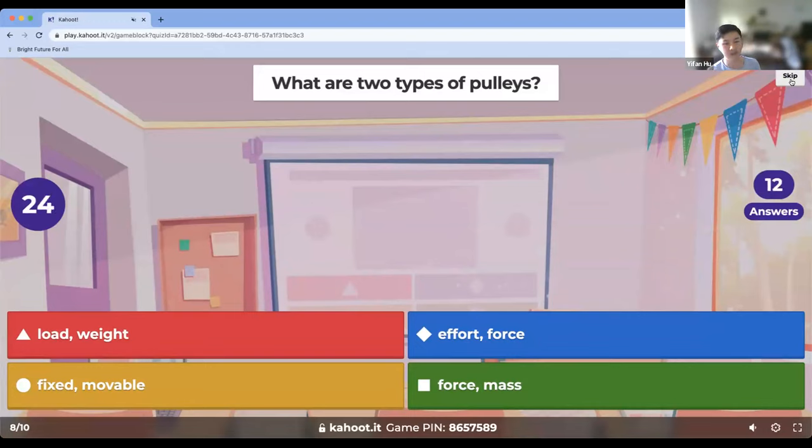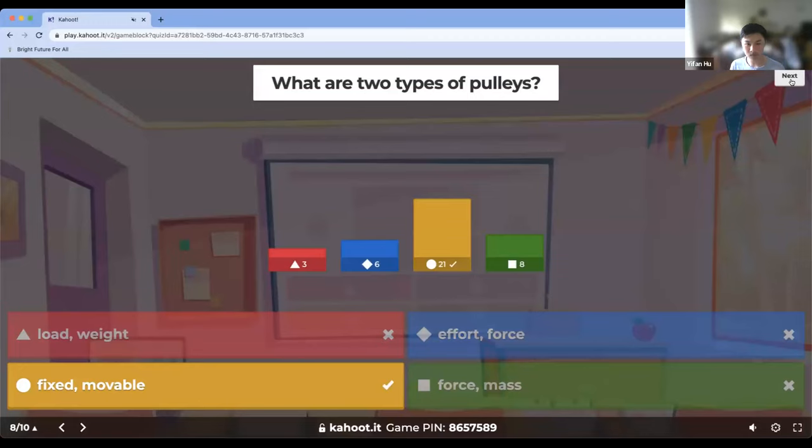Okay, so this I did not put in the slideshow, but I briefly talked about it. Most of you got it correct. The two types of pulleys are fixed pulleys and movable pulleys. So ones that are fixed can't move, and the ones that are movable can.